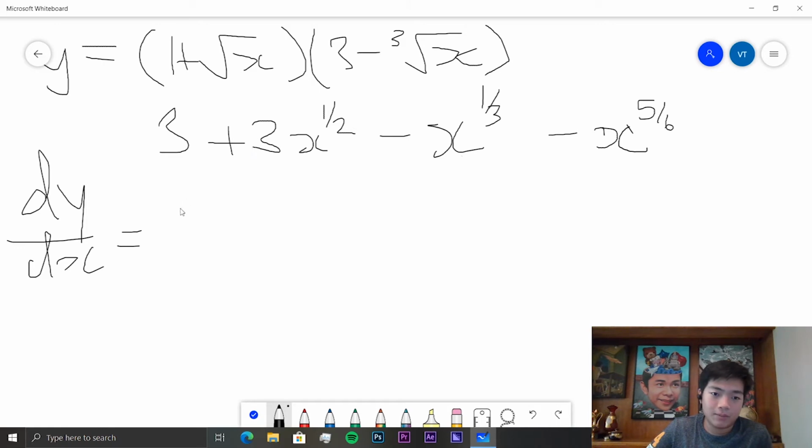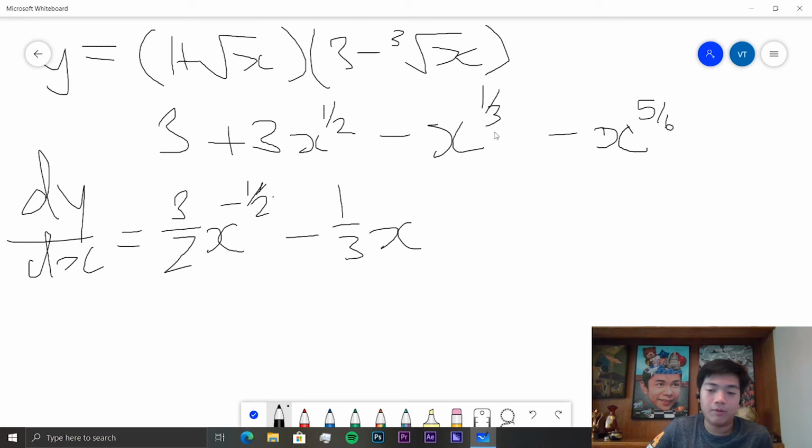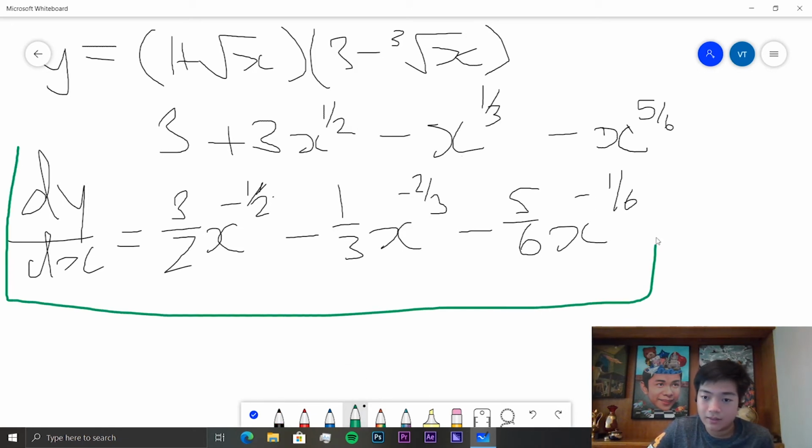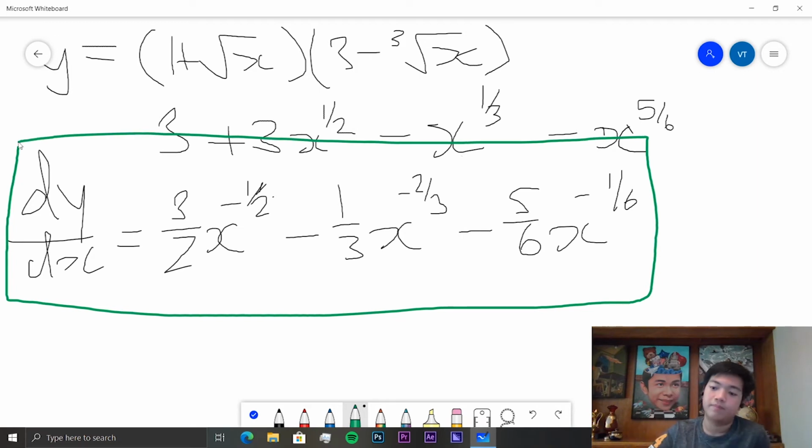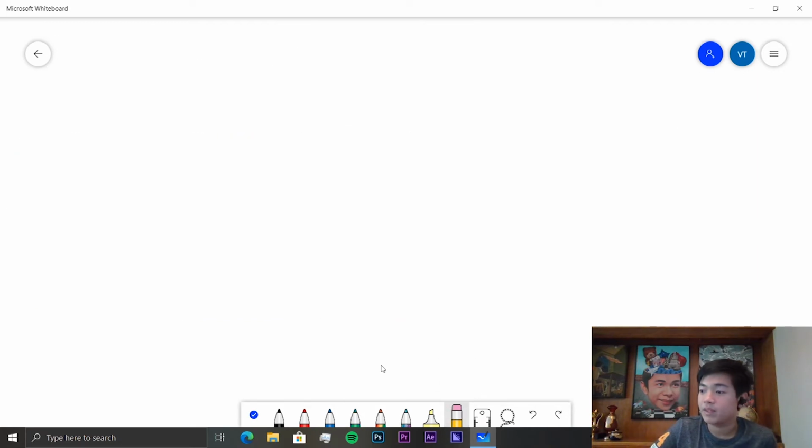Next one, 1/2 times 3 is 3 over 2. X to the 1/2 minus 1 is negative 1/2. Minus x to the 1/3. So this will be minus 1/3 x to the, well, what's 1/3 minus 1? It's negative 2/3. Finally, we have minus x to the 5/6, so this will be minus 5/6 x to the, what's 5/6 minus 1, negative 1/6. So the final equation should look like this. Okay, next, on to the next one.